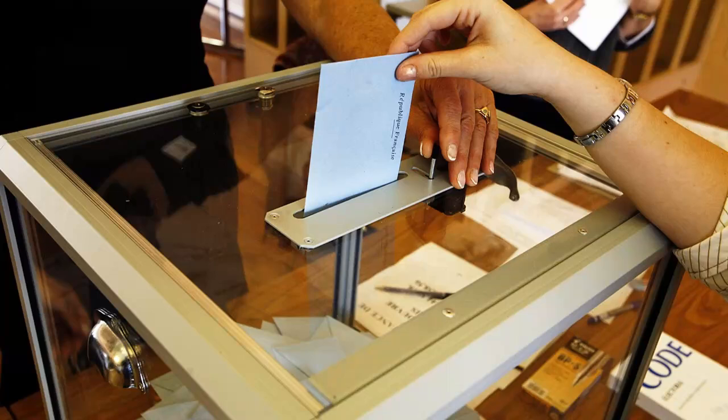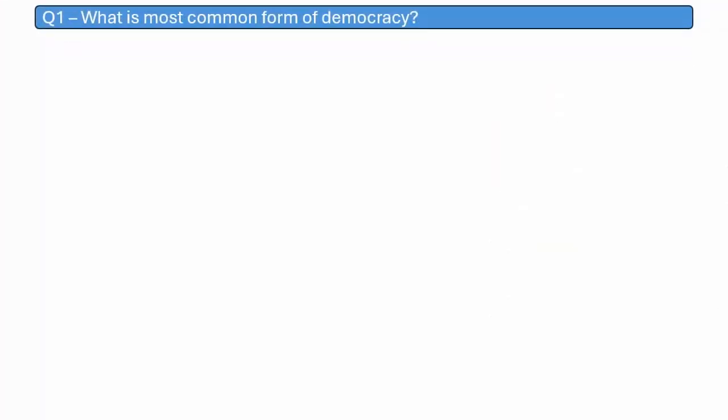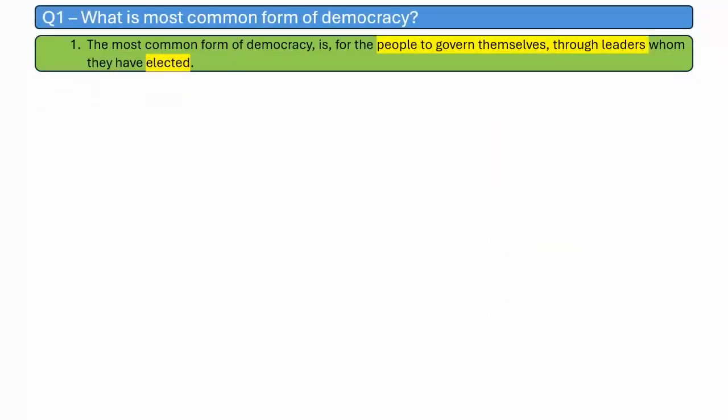Hello friends, so today let's learn about India's electoral politics in the form of questions and answers. Question 1. What is the most common form of democracy? Answer. The most common form of democracy is people governing themselves through the leaders whom they have elected.